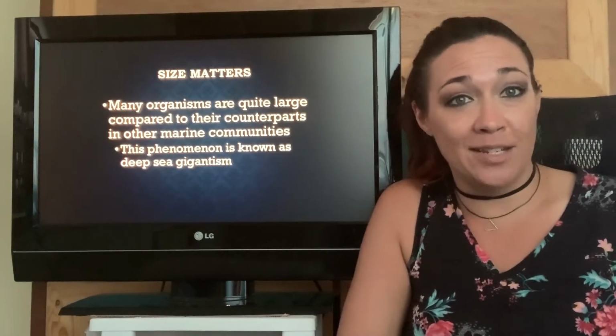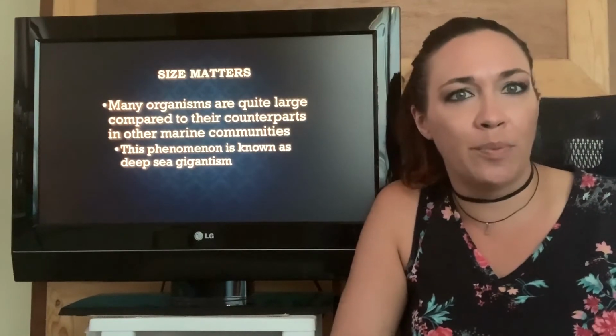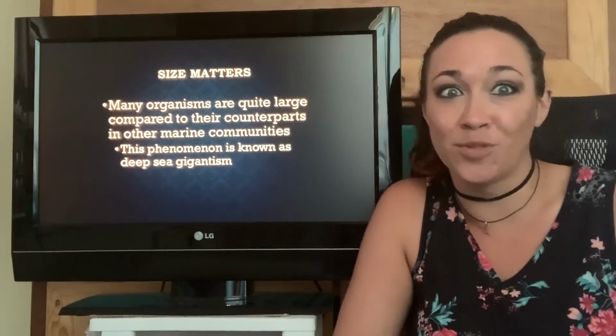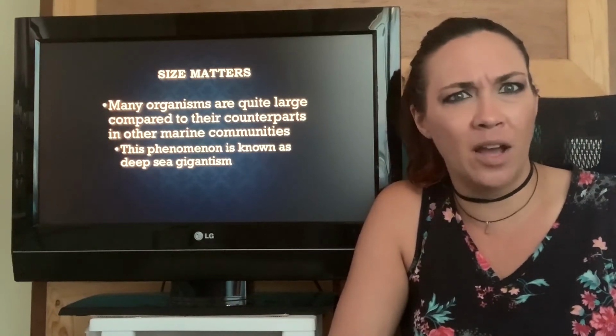So you do see a lot of these deep sea organisms that live on the bottom, not so much in the water, but in the bottom, really, really big. I mean, the giant squid lives in the water. Big. So deep sea gigantism, absolutely a thing, and kind of crazy.